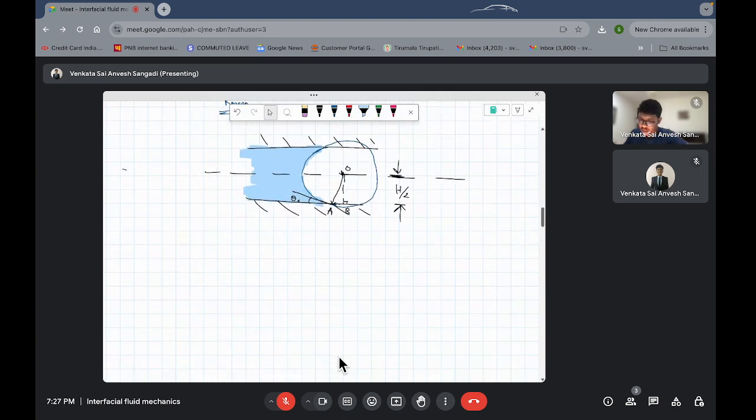So if we look at the triangle OAB, we have this angle is theta e, this angle is 90 degrees, then this angle has to be 90 minus theta e. Since this angle is 90 minus theta e, automatically this other angle becomes theta e.